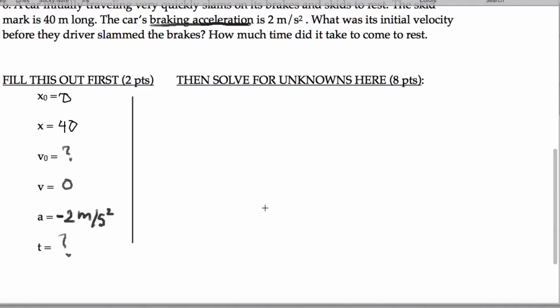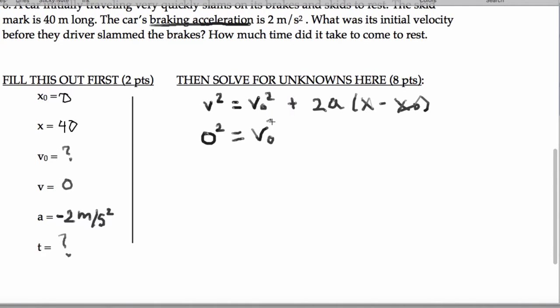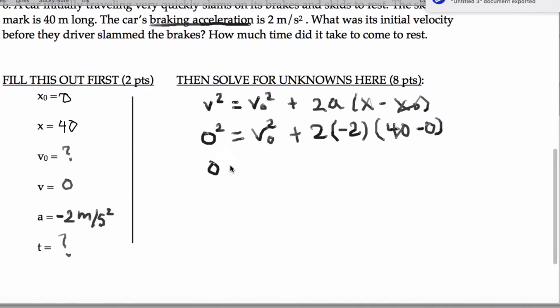Very good spelling, yes. All right. So we have V squared is V0 squared, because I don't have time. That's why I'm grabbing this formula, times x minus x0. Let's put in our numbers. So 0 squared equals the thing that we're solving for, plus 2 times -2 times 40 minus 0. So we're going to end up getting 0 equals V0 squared minus 160.